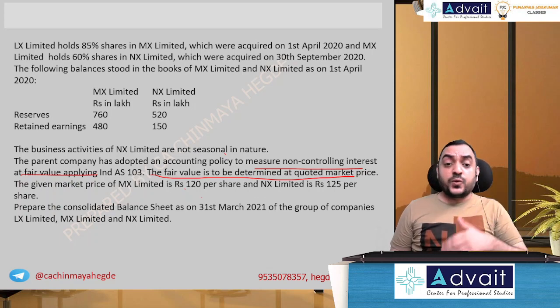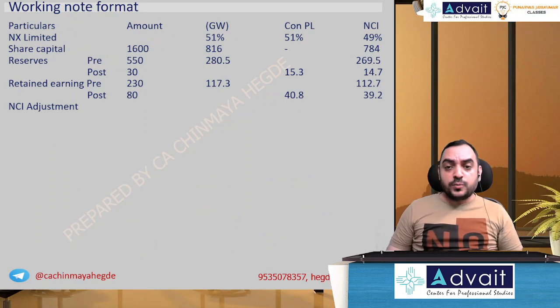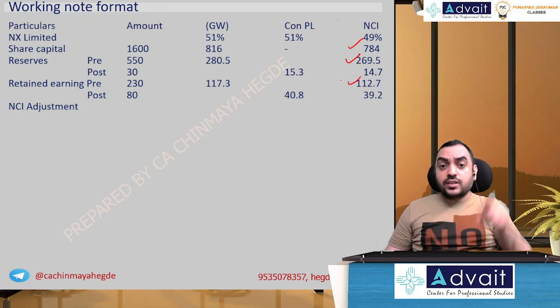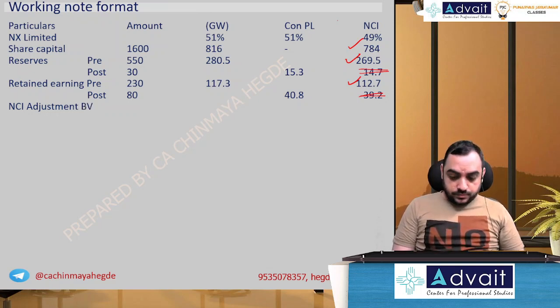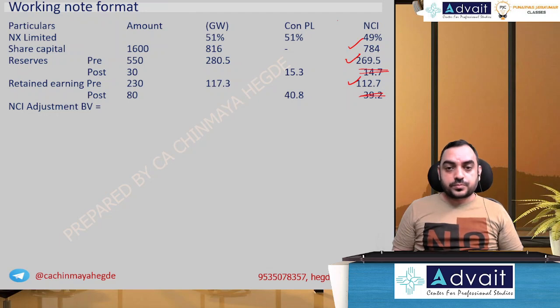For that, I should know the difference between the book value and fair value. Book value means what? I will take share capital, reserves pre-acquisition and retained earnings pre-acquisition. The net worth as on date of acquisition. NCI as on date of acquisition. Do not take 14.7, do not take 13.2. So what is that book value coming to? 784 plus 269.5 plus 112.7, 1166.2 is the book value. Then what is the fair value?